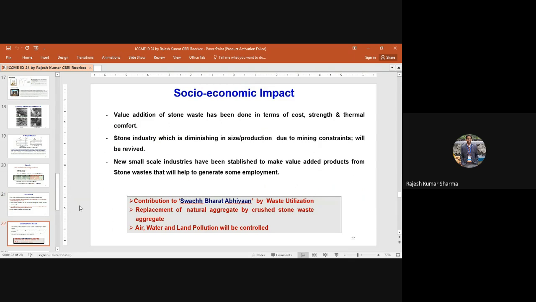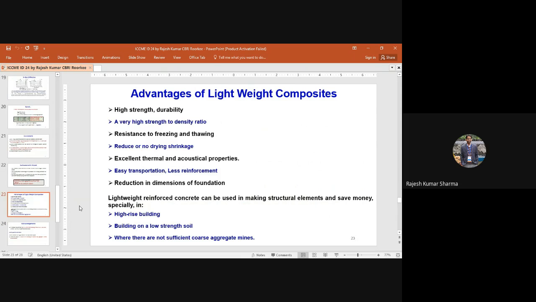The socio-economic impact is that it will contribute to Swachh Bharat Abhiyan by waste utilization. The replacement of natural aggregate by crushed stone waste aggregate will be there, and due to that, air, water and land pollution will be controlled. The advantages of the lightweight composite that we have developed in our lab are given here.